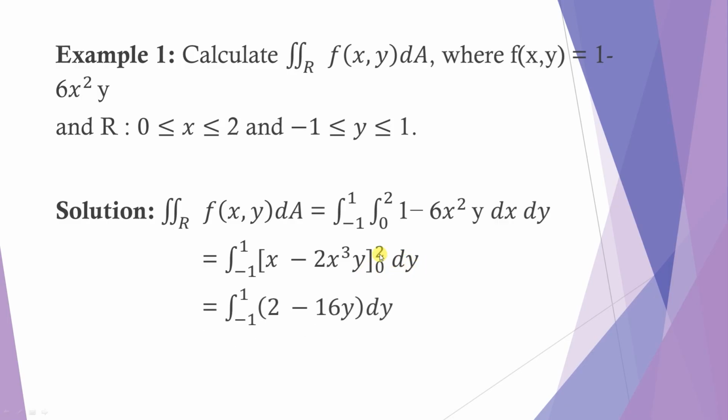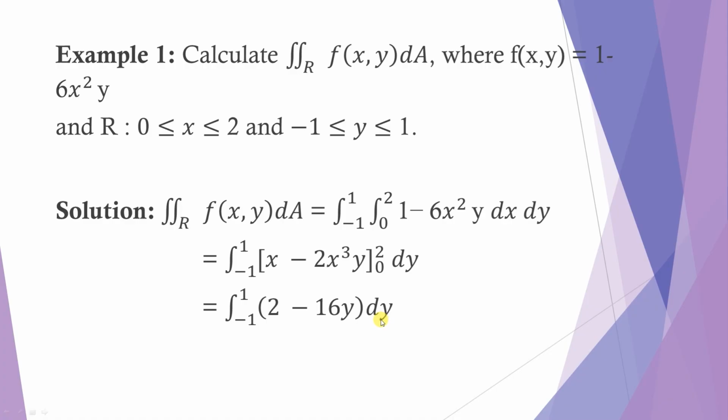Next, we have to apply the limits here. Since we are integrating with respect to x first, these limits are for x. So first put the upper limit 2 minus the lower limit 0. 2y is constant, so taking 2y outside, we apply the limits to x cubed: 2 cubed minus 0 cubed, 2 cubed is 8, minus 0. So what we get is 16y.